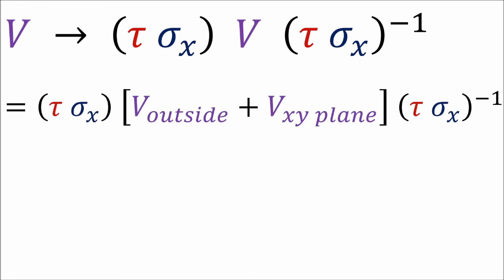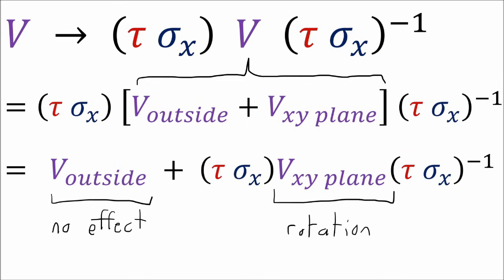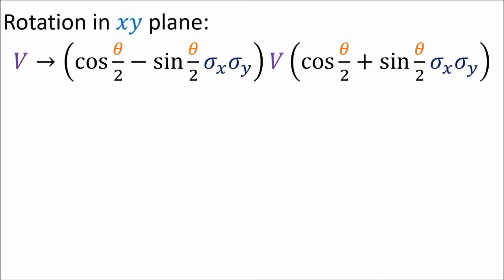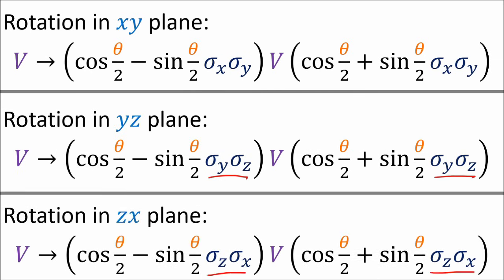If a vector has parts both inside and outside the plane of rotation, only the part inside the plane of rotation will be affected by this formula. So, in conclusion, this double-sided operation will rotate vectors within the plane of rotation and ignore vectors outside the plane of rotation, as expected. We can get similar formulas for the YZ and ZX planes.